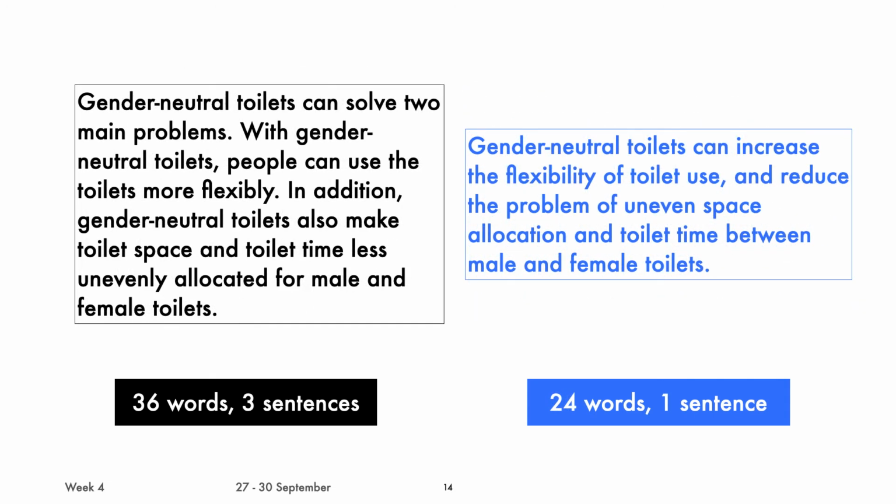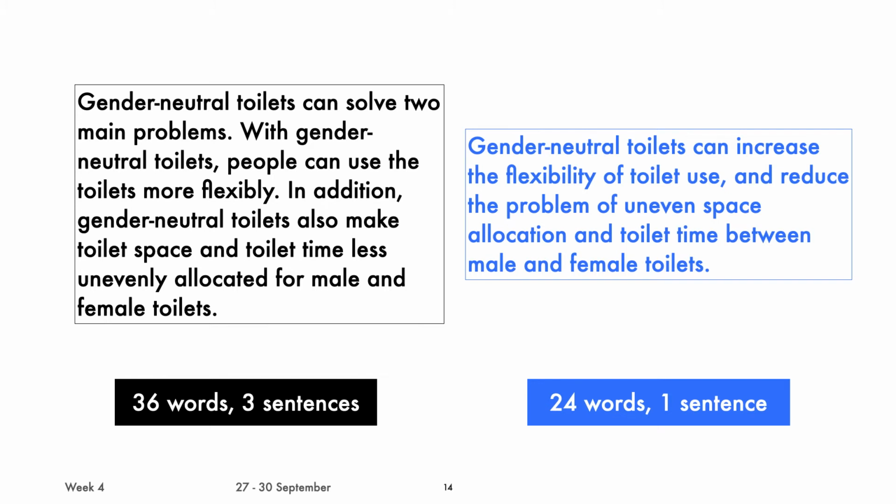So we have another example from you on the topic of gender-neutral toilets at school campuses. Gender-neutral toilets can solve two main problems. With gender-neutral toilets, people can use the toilets more flexibly. In addition, gender-neutral toilets can also make toilet space and toilet time less unevenly allocated for male and female toilets. So I'll focus on the structure more than the content, because I'm not the expert of the issue.